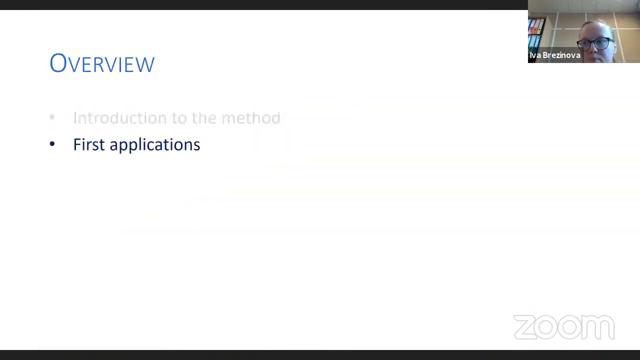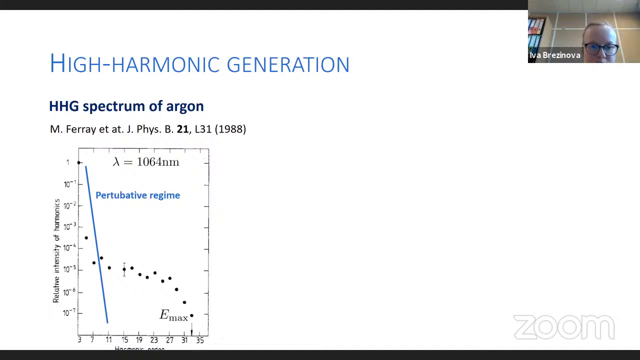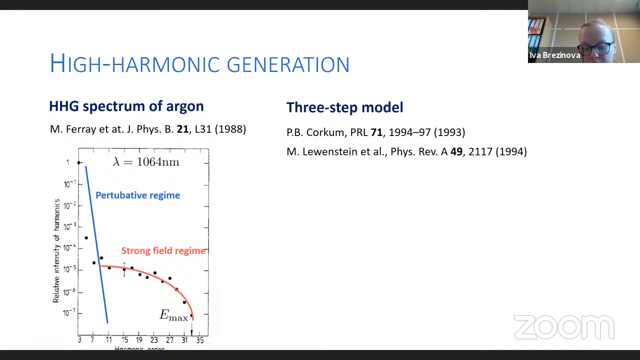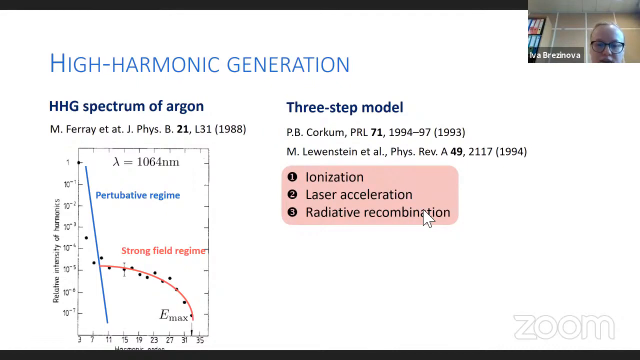So that brings me to the applications. And what I will talk about are applications to high harmonic generation. As you all know, high harmonic generation is a strong-field effect where in the 80s it was observed that the response of an atom to a strong field gives rise to a plateau of photon energies that come out of this target that cannot be explained by a perturbative ansatz. And the explanation that is very intuitive is the three-step model that relies on three steps: ionization, laser acceleration, and then radiative recombination.